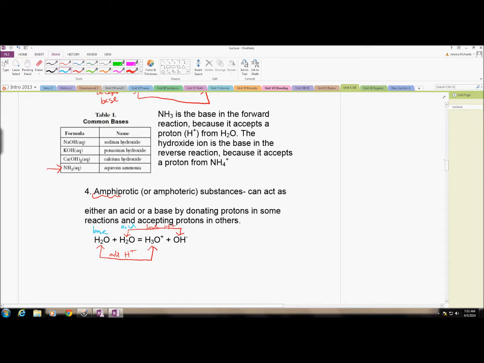In the reverse reaction, the opposite would be true. The H3O+ is going to turn into H2O by donating a proton, so it's the acid, and the OH- is going to turn into H2O by accepting a proton, so it's the base. So amphoteric can be both an acid or a base. This is going to be extremely important when we talk about pH later in the unit. So make sure you know this for when we talk about the pH scale. And that wraps up Lecture A.